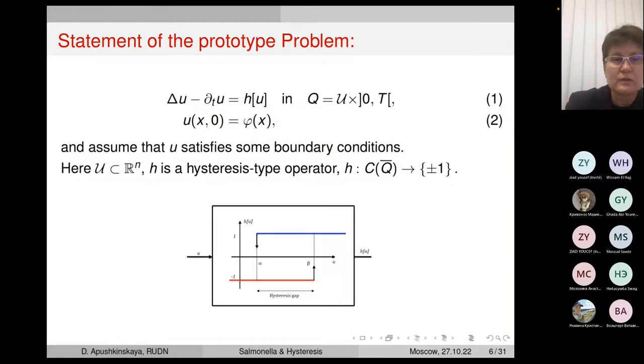If our function u is less than alpha, then we have value minus one for the operator h on our right hand side. And it's still minus one unless we reach the threshold beta. At this point, we have a jump to another level, plus one. And in this case, h of u is plus one, unless u reaches the level alpha. Then we fall down. The problem also is that if we are near the thresholds alpha or beta, it can happen that we fall down or jump up, or nothing happens and we still stay on this line.